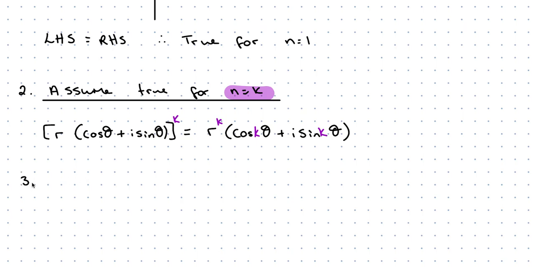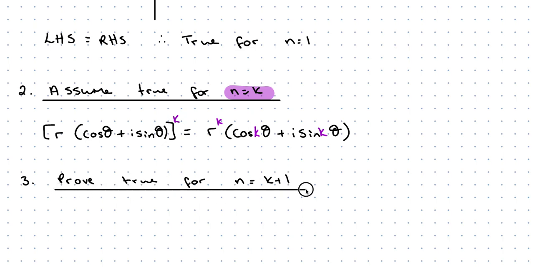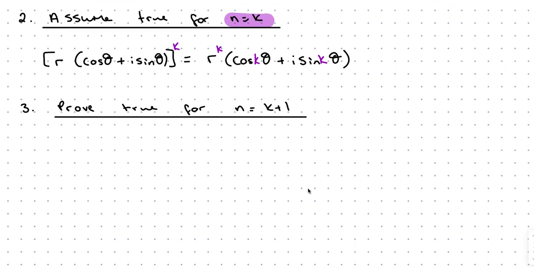For step 3, we're back to proving. So we're going to try and prove that it is true for n equal to k plus 1. We have a bit of work to do here. My tip to you is whenever you're doing a step that involves the word prove, you should always split it into left-hand side and right-hand side. So left-hand side here, and right-hand side here. We're going to need a good bit of workspace between them, so I'm going to spread them out.